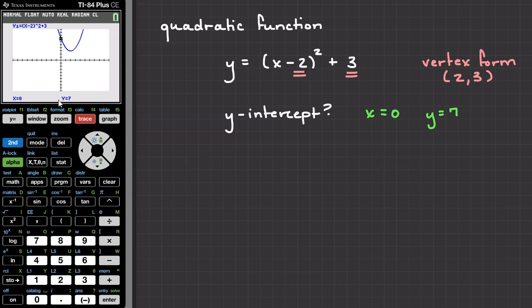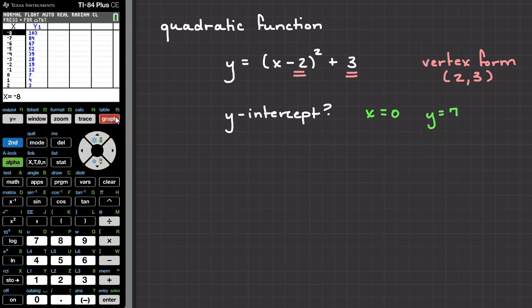There's a few additional ways that we can find the y-intercept of any function. Let's look at a couple of those. Hit second graph to open the table of values. From here, you can use your cursor to scroll down to the input x equals 0 and look at its corresponding y value. In this case, we know that will be 7.